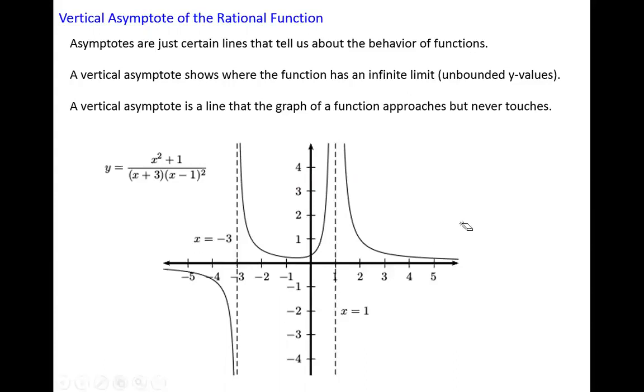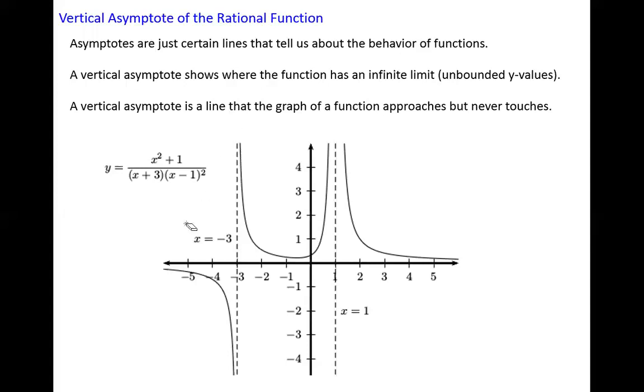Based on this graph, we may notice two invisible lines, x equals -3 and x equals 1. On both sides, the function is approaching this line, but it's not touching. That's the basic, general, intuitive definition of the asymptote. That means the function is approaching, which means it's getting unbounded y values, which means extremely big, infinity.